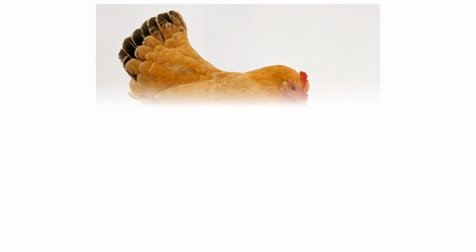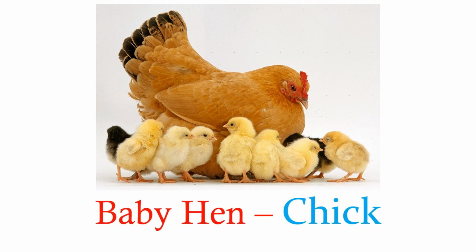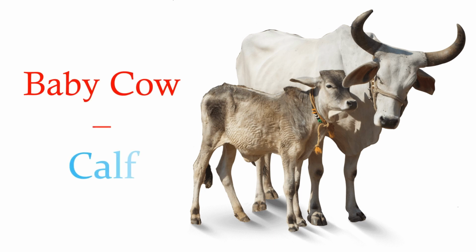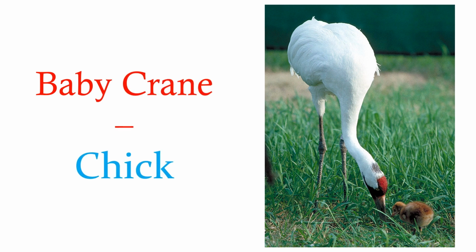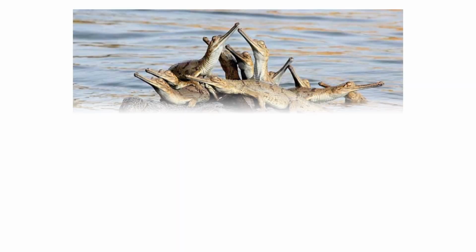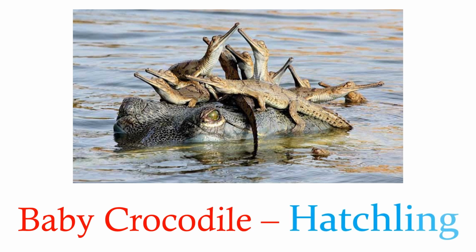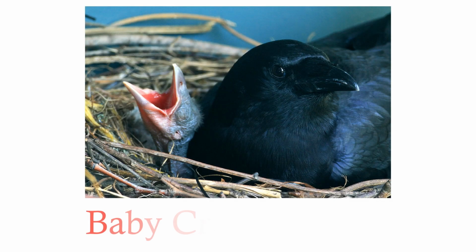Baby hen is chick. Baby cow is calf. Baby crane is chick. Baby crocodile is hatchling. Baby crow is chick.